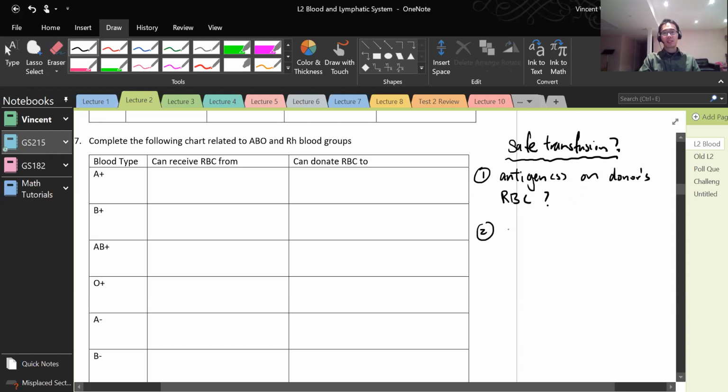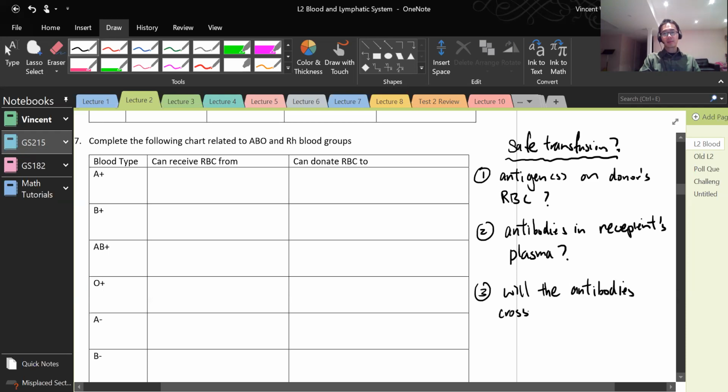Number 2, antibodies in the recipient's plasma. What kind of antibodies do they have? And number 3, will the antibody cross-react with the antigens?